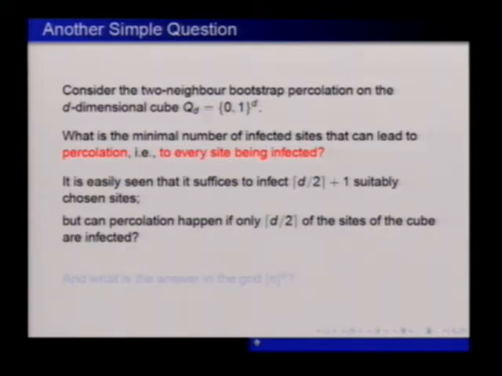Okay, so now let's take a very similar thing. Let's take the n-dimensional hypercube, so 2 to the n sides, with the obvious connections. Exactly same question. Suppose we take two neighbor percolation on the cube, on the hypercube. How many infected sides do you need to get it?